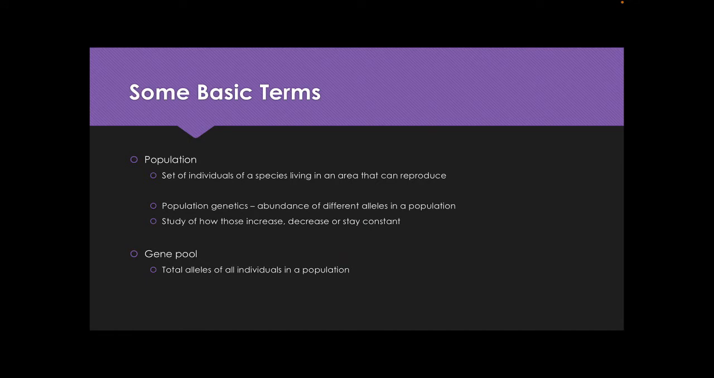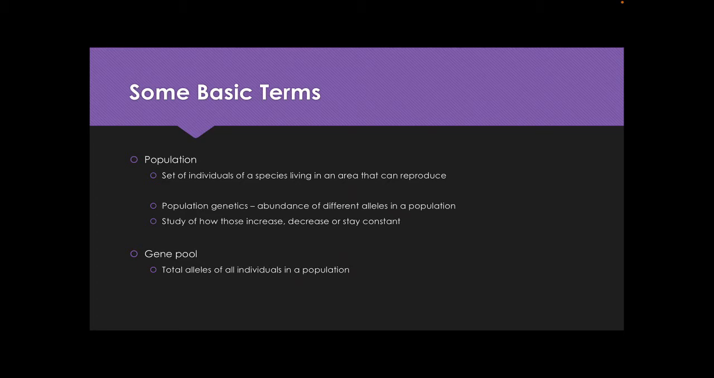So some basic terms: a population is a set of individuals of a species living in any area that have to be able to reproduce. So you could have a population of pine trees in a forest, or of ferns in that forest, and even though you might have in the next state over the same species of pine tree, they're not part of that population, because the pine trees in, let's say, Idaho, cannot reproduce with the pine trees living here in Ohio. So they may be the same species, but they're not part of the same population.